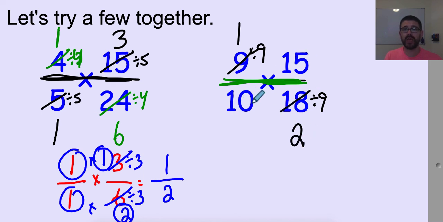Now I check this way. 10 and 15. Well, 10 and 15 can each be divided by 5. 10 divided by 5 is 2. 15 divided by 5 is 3.